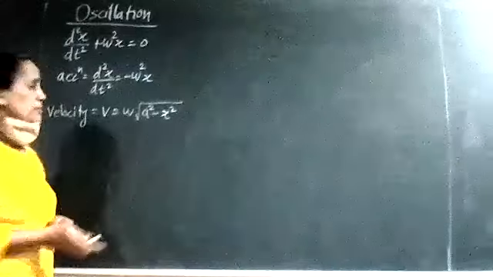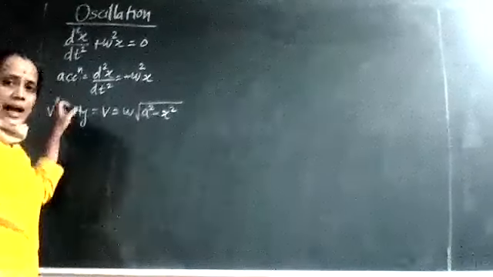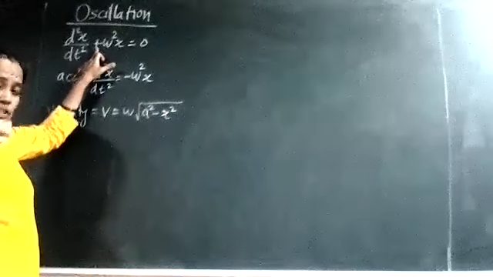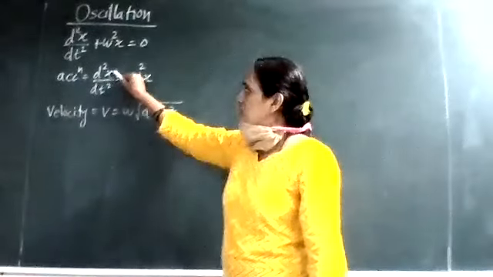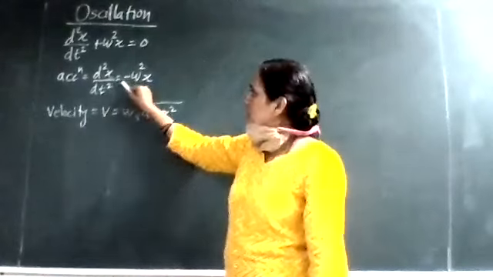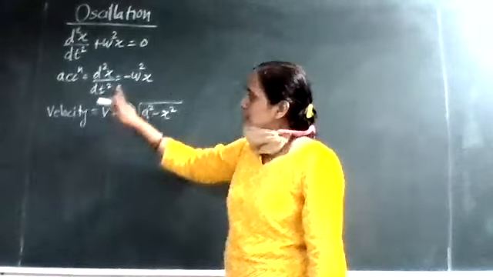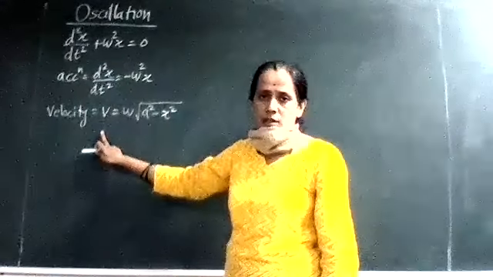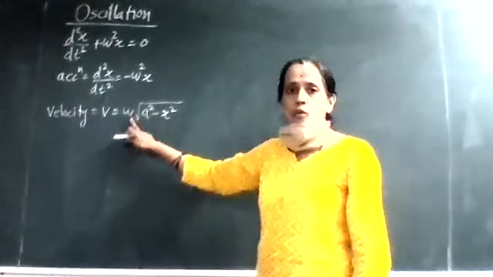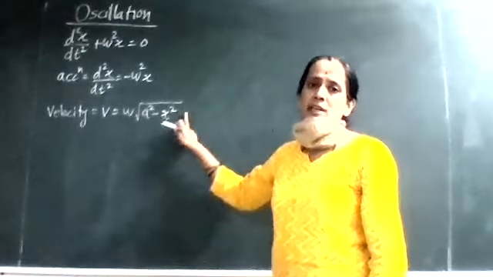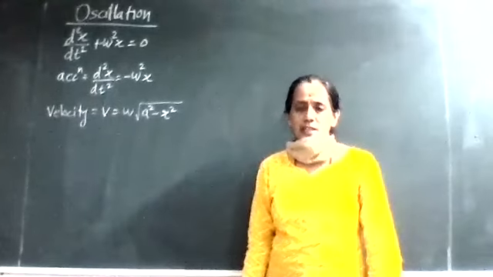Then, in that same lecture, we saw how, from the differential equation, we can find the acceleration. Acceleration is equal to d square x by dt square, which is equal to minus omega square x. And from this acceleration, we found the velocity. This velocity expression we derived: velocity v is equal to omega under root of a square minus x square. Up till this, we studied in the previous lecture.